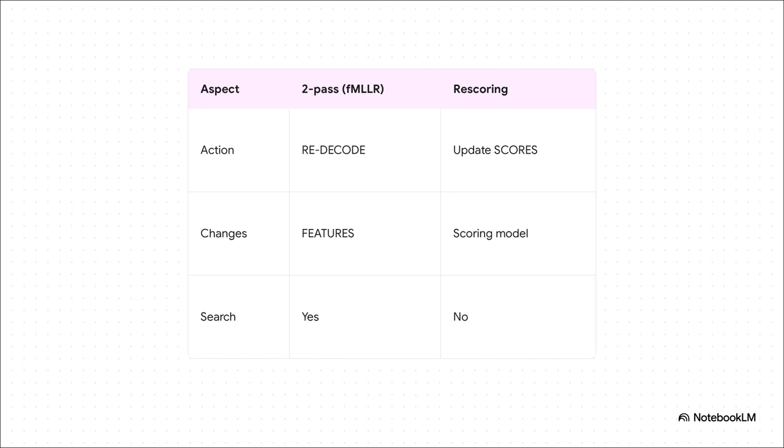What actually changes? In two-pass decoding, the underlying acoustic features change because we applied fMLLR. In lattice rescoring, just the scoring model changes, like maybe upgrading to a bigger language model. And most importantly, is the search redone? For two-pass decoding, yes, absolutely. For lattice rescoring, no way.